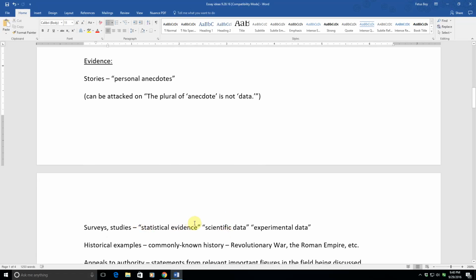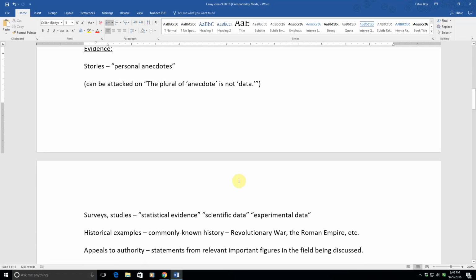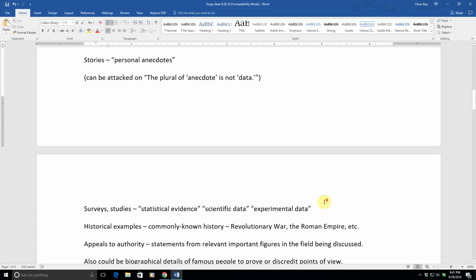Surveys, studies, statistical evidence, scientific data, data from scientific studies, experimental data from scientific studies. Those are all things that are good factual bases for an argument if they are used correctly. You might want to look at the passages in the SAT passage and say, well, is this actually what's going on here? Is this being used correctly is what I'm trying to say. Historical examples. Well, commonly known history. If you know the Revolutionary War, the Roman Empire, Alexander the Great, the history of the Native Americans, Asian history, Chinese history, Indian history. Those are all things you can get examples from.